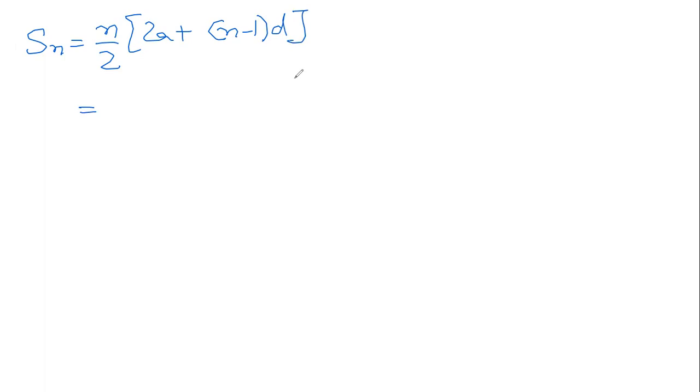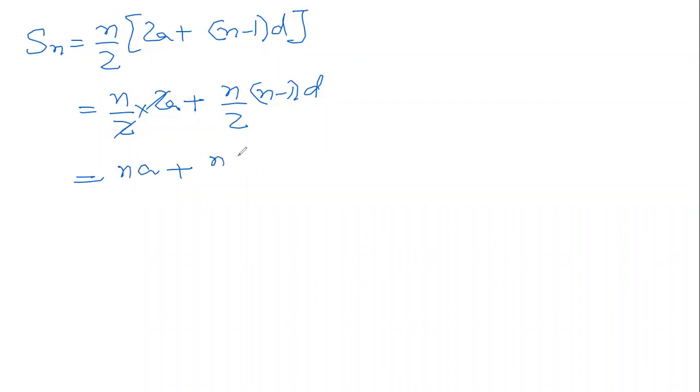Now see what happens when we do this multiplication. N by 2 is multiplied with 2a, and n by 2 we multiply with the second term also. Again, simple algebra. So n by 2 multiplied by 2a plus n by 2 multiplied by n minus 1 into d. 2 divided by 2 is 1. So we have n into a, plus n into n minus 1 by 2 into d. Check if this is the second formula. Check and confirm.